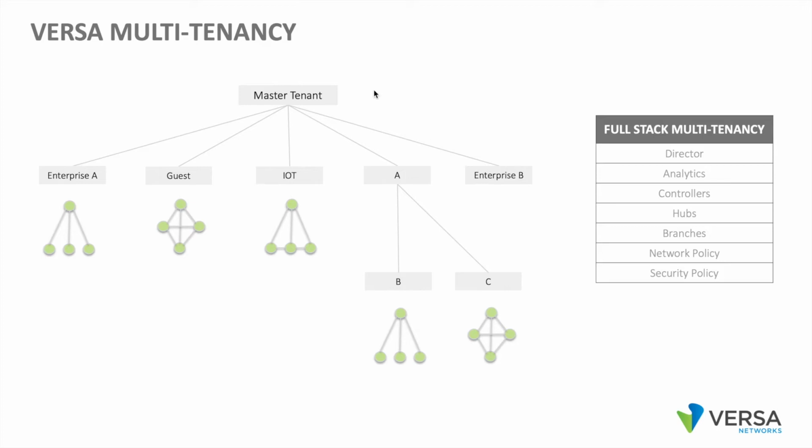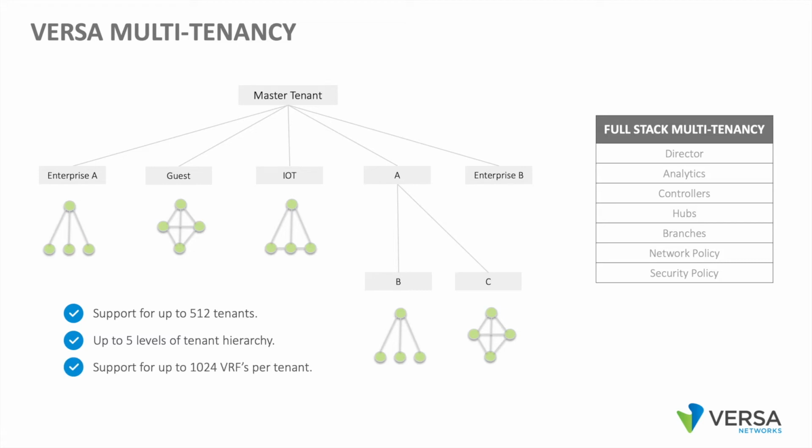So we can have a master tenant, multiple subtenants. Each tenant gets their own SD-WAN keys. They can have their own SD-WAN topology. And we scale up to 512 tenants per head end, up to 5 levels of tenant hierarchy, and up to 1,024 VRFs per tenant.